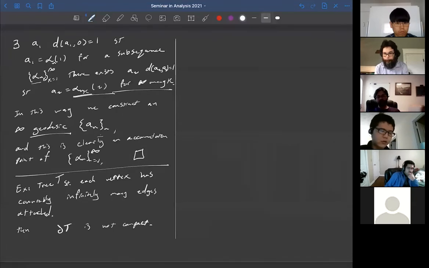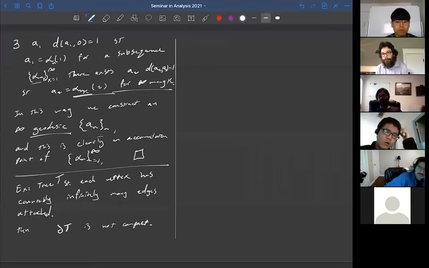Yes, I have a question. I thought that we are using the fact that when we are given a vertex and an element of the boundary of gamma, there's always a geodesic connecting these two points. But don't we need local finiteness to do that? No.